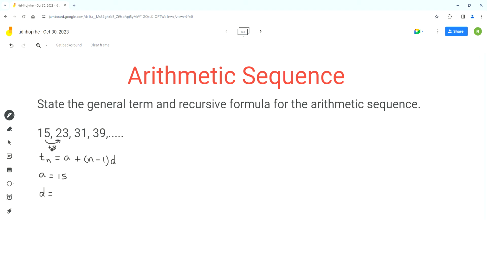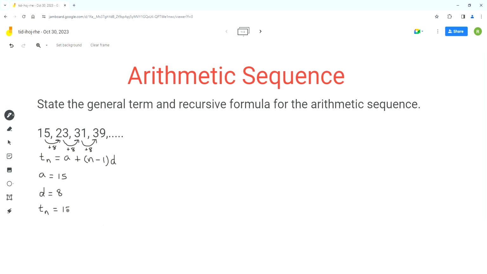So 15 plus 8 becomes 23. Now we can use any two consecutive terms to find the common difference. So 31 minus 23 is also plus 8, and then 39 minus 31 is also plus 8. Since it's given that it's an arithmetic sequence, the values will be the same throughout the sequence. Now we can sub in these values in the general term formula.